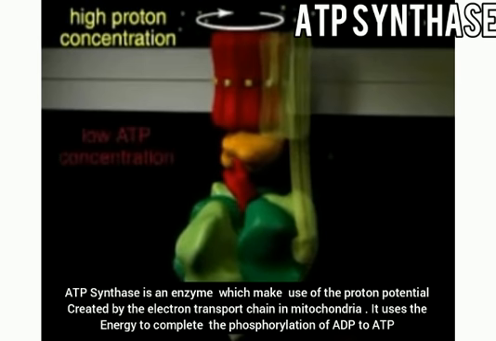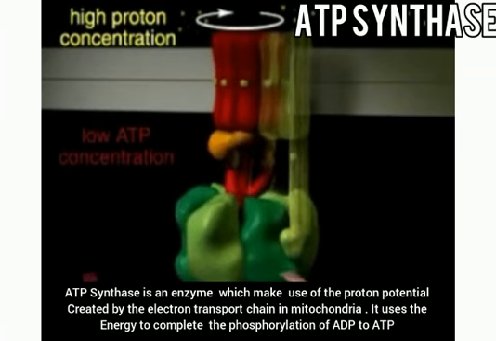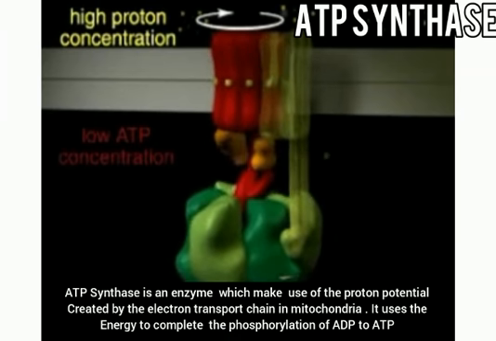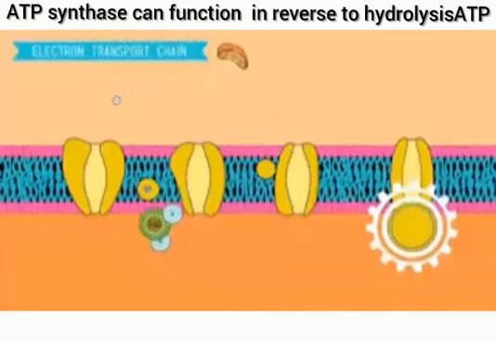ATP synthase is an enzyme which makes use of the proton potential created by the electron transport chain in mitochondria. It uses the energy to complete the phosphorylation of ADP to ATP. Pyruvate, inorganic phosphate, and ADP are moved into the matrix while ATP is pumped out. The charge on each of the molecules is indicated for comparison with the membrane potential, which is negative inside.